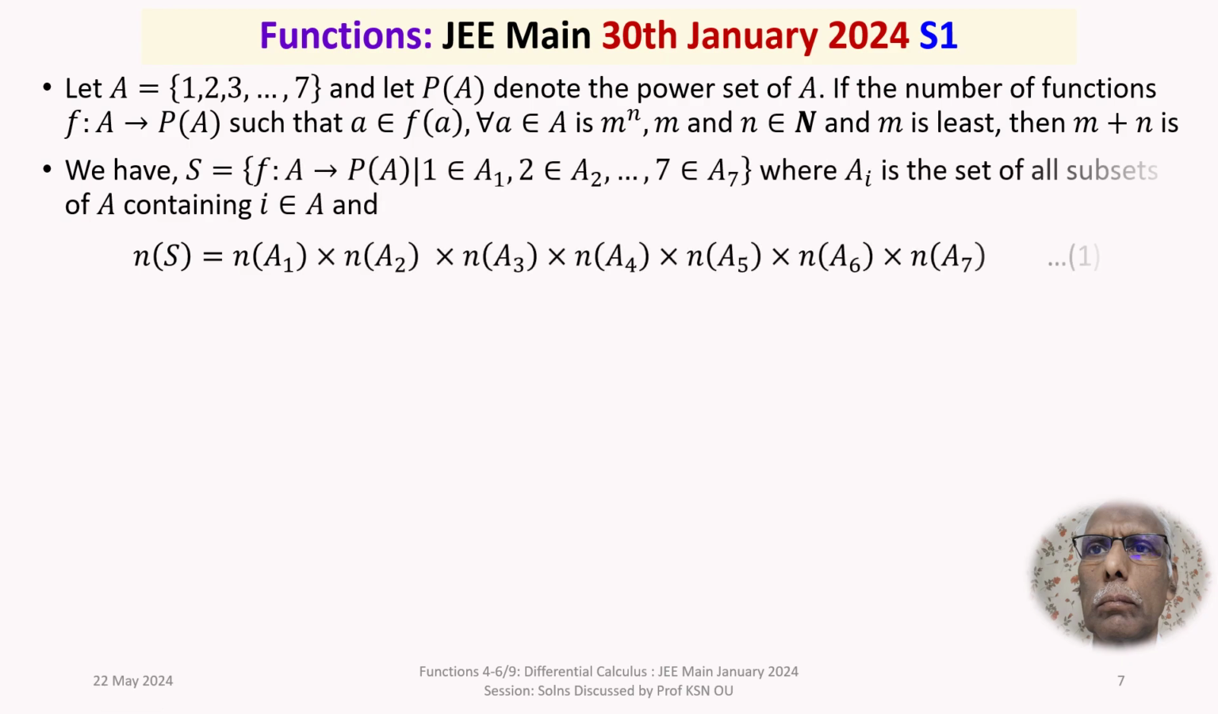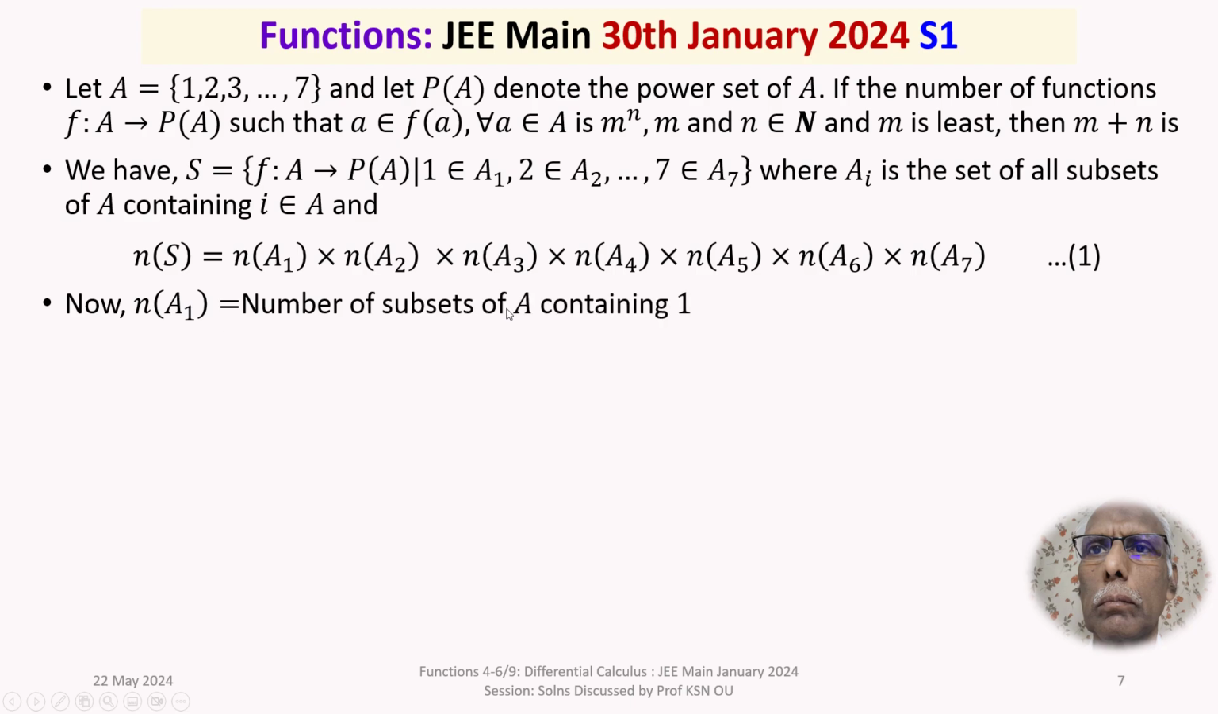Yes, that's what we have done so far. So that is the equation 1. Now let us count how many elements are there in A1. What is A1? A1 is the set of all subsets of A containing 1. How many are there? So now n of A1 is equal to the number of subsets of A containing 1.